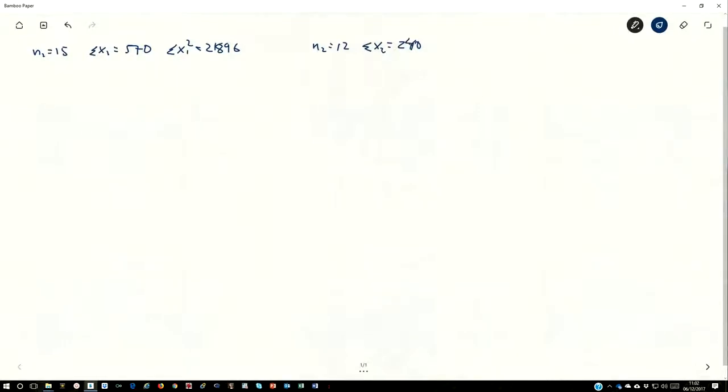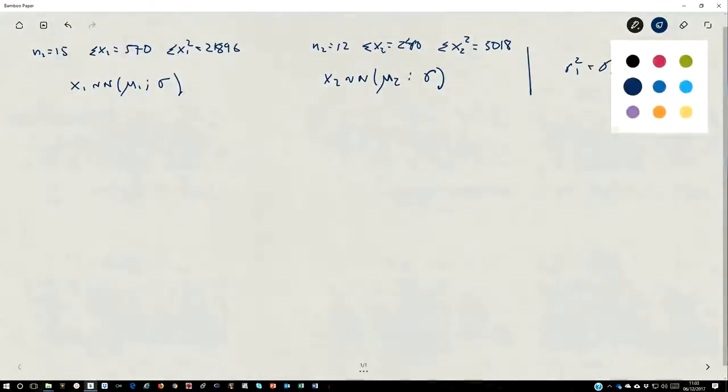21,896. In the case of the second sample, we have a sample of 12 cars, and the sum of the kilometers is 240, and the sum of the kilometers squared in this period of 30 minutes is 5,018. We assume that both distributions are normal in origin, and as a normal distribution is characterized by the expected value and the variance, in that case we can assume that the variances are equal. So we have the same variance for both distributions.